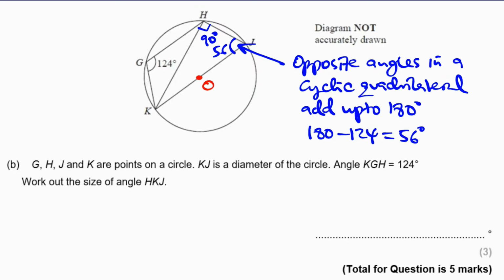Now, if that angle is 56, we can easily find the required angle here, because angles in a triangle add up to 180. So this angle here will be equal to 180 minus 90 plus 56. If you work that out, you'll end up with 34 degrees.